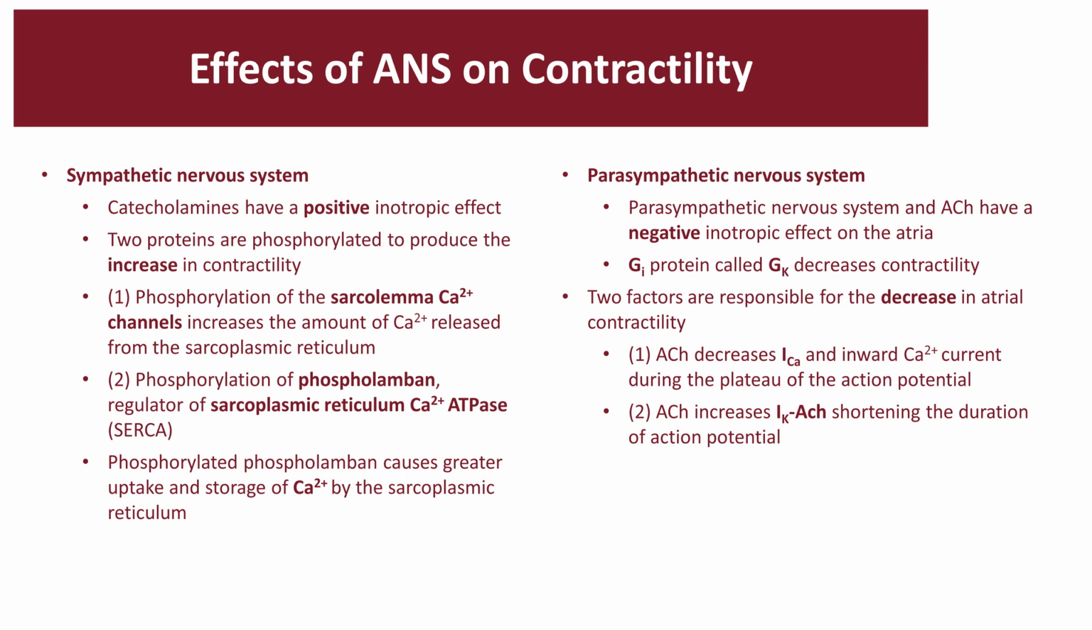Negative inotropic agents decrease contractility. The parasympathetic system and the acetylcholine have a negative impact on the atria. They activate the Gi protein, which is a subclass called Gk, which decreases contractility via two factors. The acetylcholine decreases the inward current of calcium, and also how much calcium is available during the plateau phase of the action potential. So less calcium means less signaling. It also increases the current of the potassium via the acetylcholine binding and shortening the duration of the action potential.